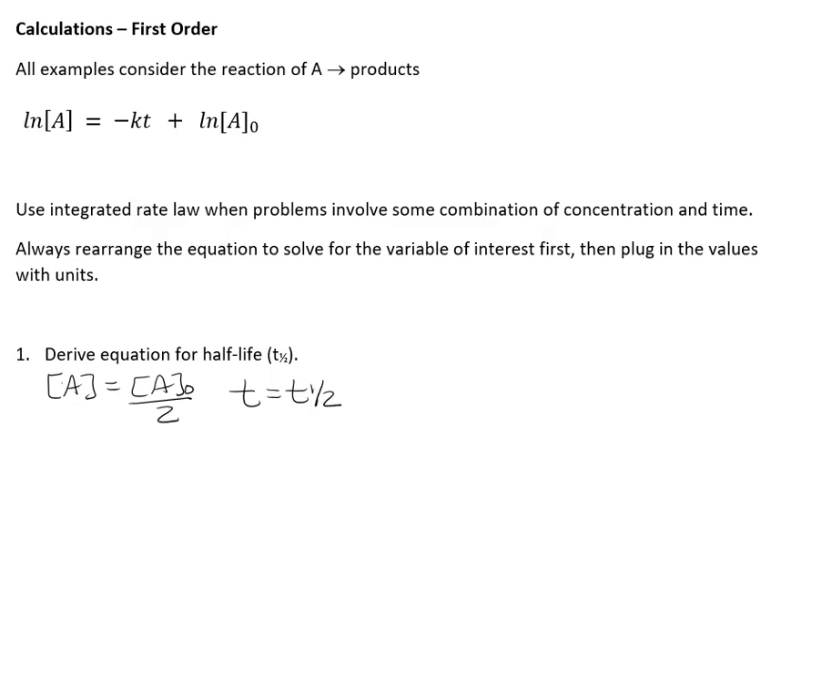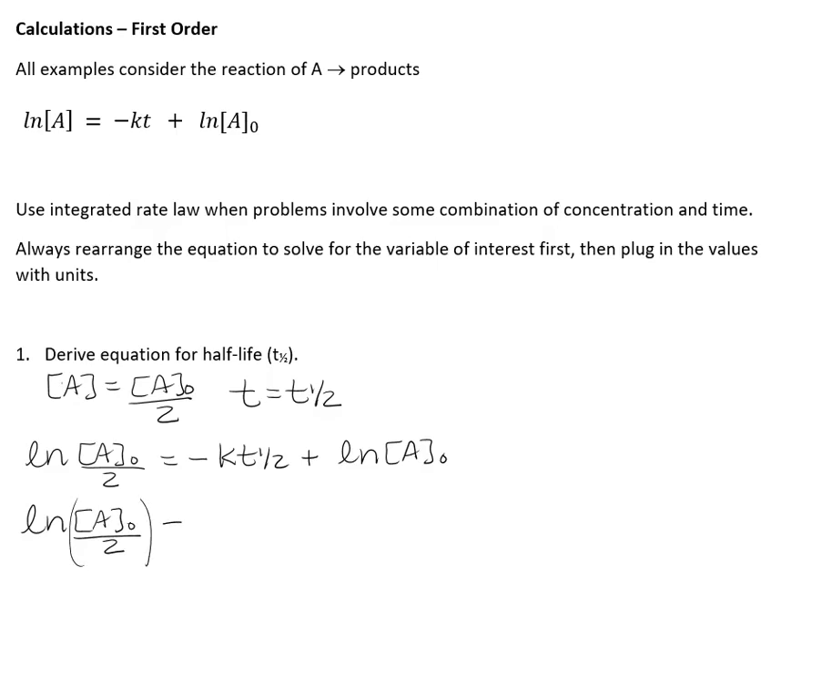So we'll substitute those into the linear form of the first order rate law, and we get ln of A naught over 2 equals minus kt1/2 plus ln A naught. The next step is to subtract ln A naught from each side, so we have ln of A naught over 2, and all of this is part of that natural log, minus ln A naught equals minus kt1/2.